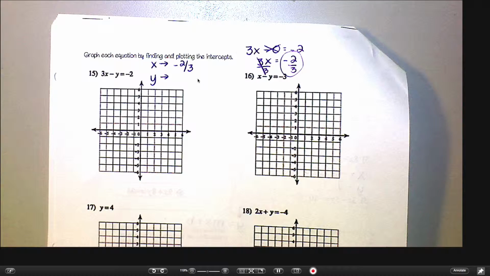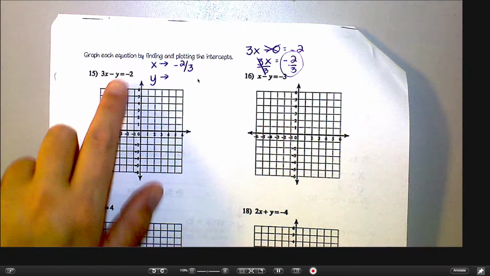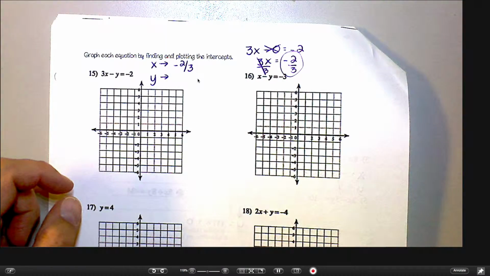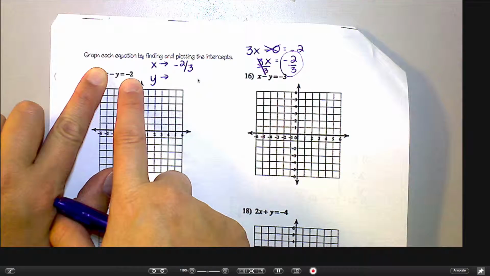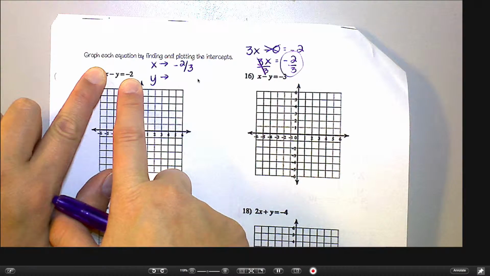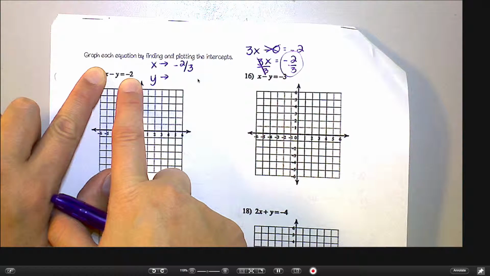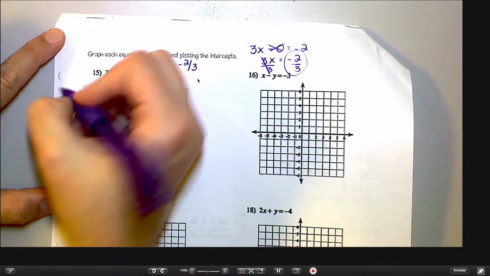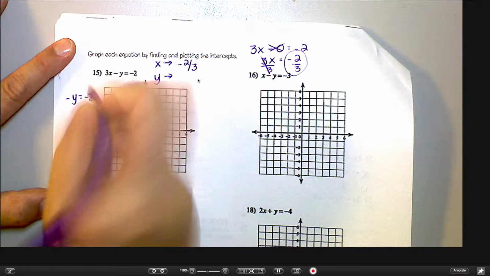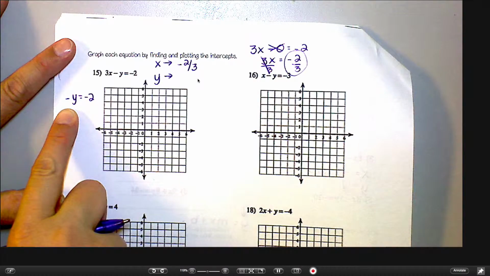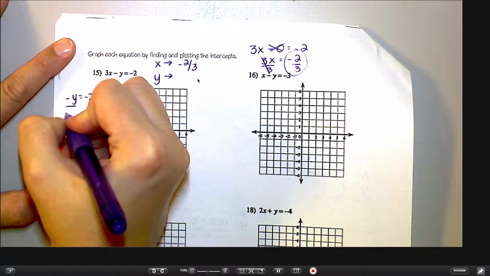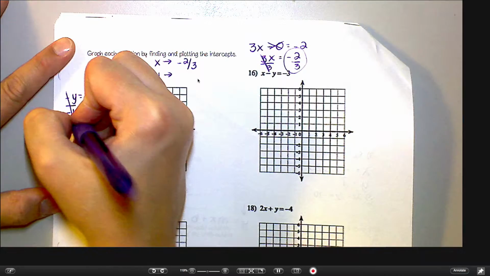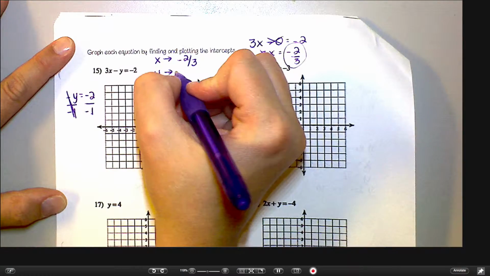If I want the y-intercept, what do I do? We're losing our enthusiasm. When I want y, what do I do? Put a 0 in for x. Okay. Some of us are enthusiastic. So I have negative y equals negative 2. What does y equal? Careful. Negative y equals negative 2. What do I do to get rid of this negative sign? Say it again with some confidence. Divide by negative 1. So this is gone. Negative 2 divided by negative 1 would be positive 2.